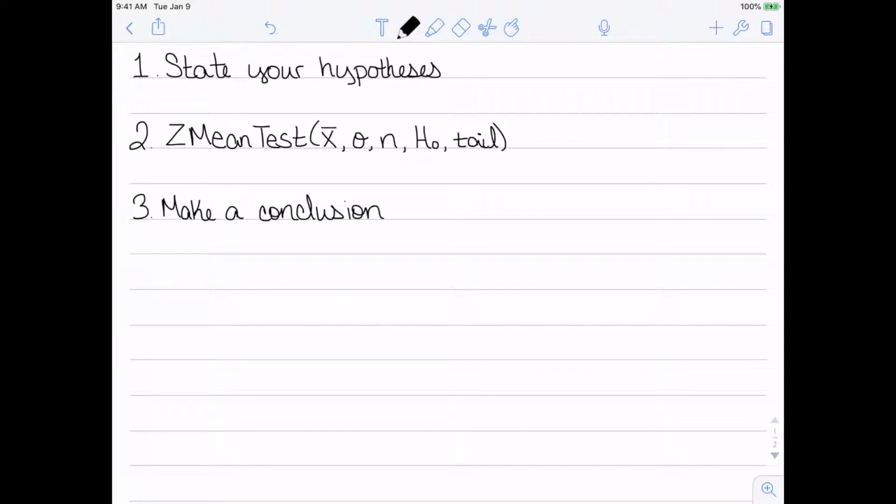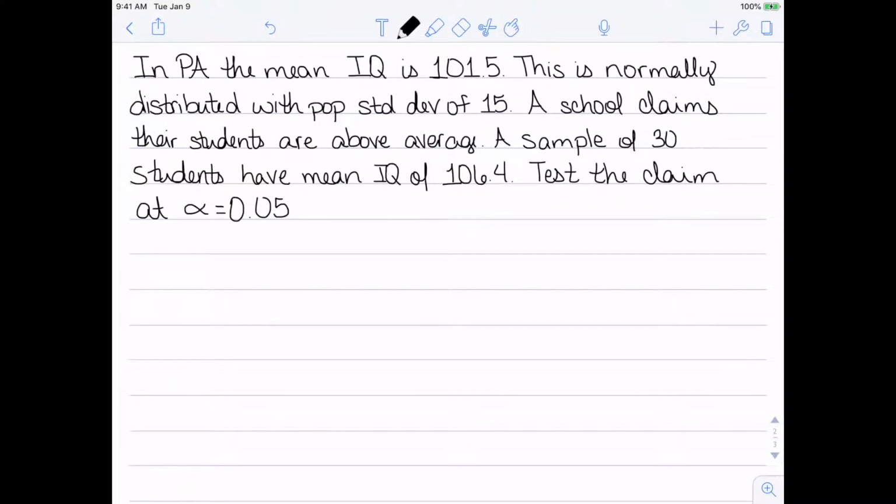And just a reminder, if our value that we calculate in step 2 is smaller than alpha, then we say HA is true. So let's look at some examples. In Pennsylvania, the mean IQ score is 101.5. We know this is normally distributed with a population standard deviation of 15. A school is claiming that their students are above average. And a sample of 30 students at this school has a mean IQ of 106.4. So we want to test this claim at alpha equal to 0.05.